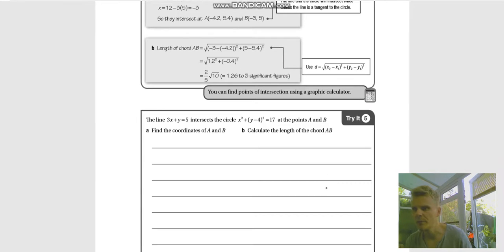So for this one then we want to find, so if the line intersects the circle at point A and B, find the points A and B and then find the length between them. So this is just simultaneous equations, it's quite nice, it's a skill we've hopefully already met.